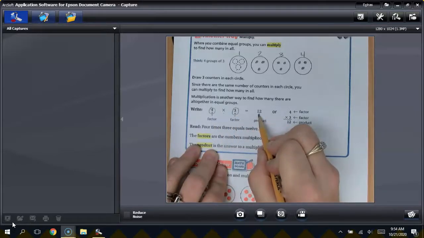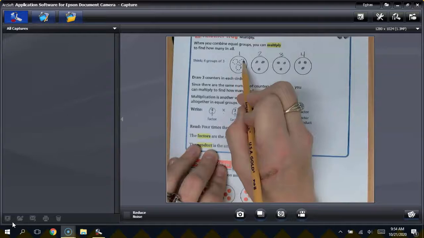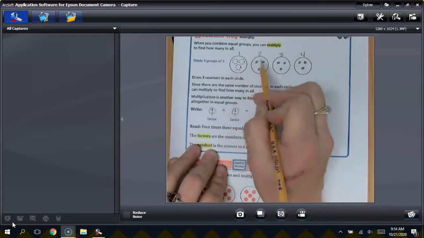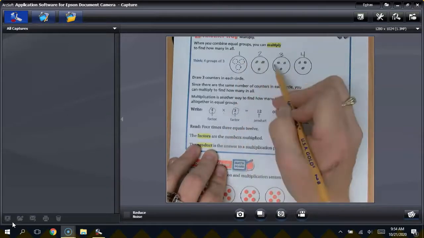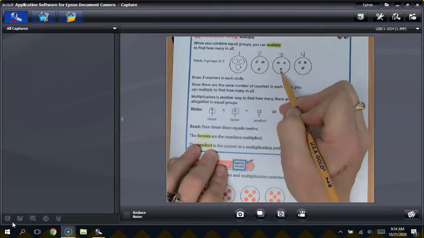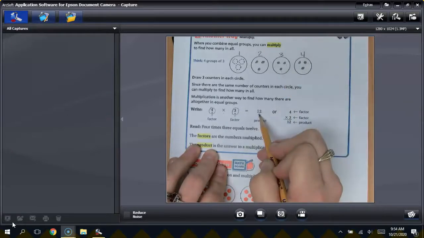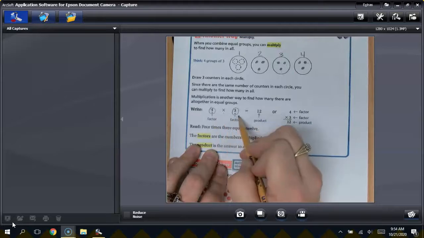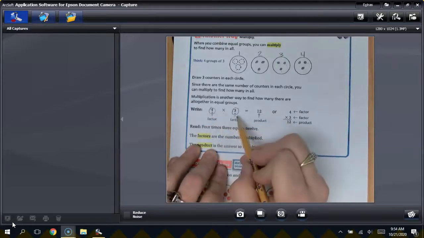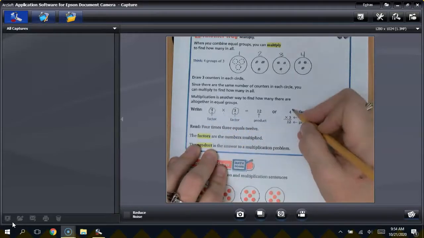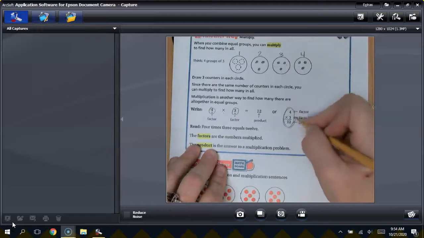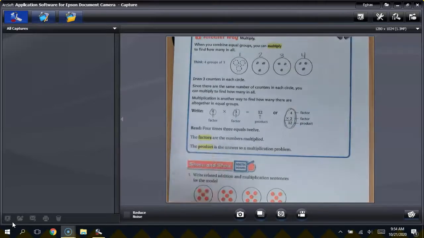Well, let's double check. Let's make sure that they have the right answer. All you have to do is count the counters. 1, 2, 3, 4, 5, 6, 7, 8, 9, 10, 11, 12. 12 is the answer to 4 times 3. Now, you may see it written sideways, or you may see it written up and down. Well, there are more vocabulary words we need to talk about.